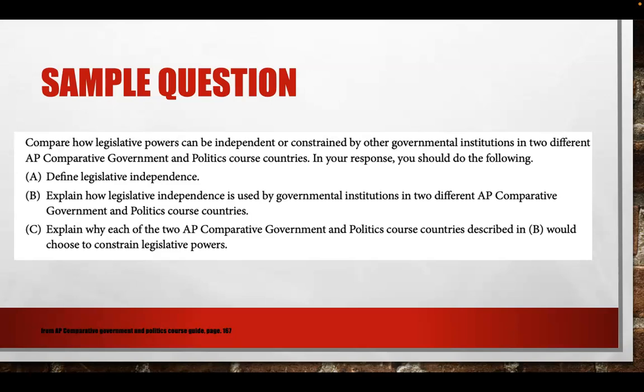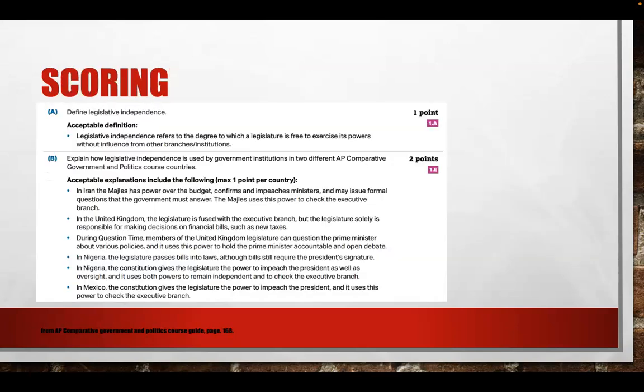We could talk about legislative independence in Nigeria. For example, the Nigerian legislative branch has the ability to pass laws. The president has to sign them. If the president says no and vetoes those laws, the legislative branch can override that veto. That's a way of having some maintenance of independence over there. Mexico does the exact same thing. So we have 2 similar systems going on. We can go ahead and talk about that.